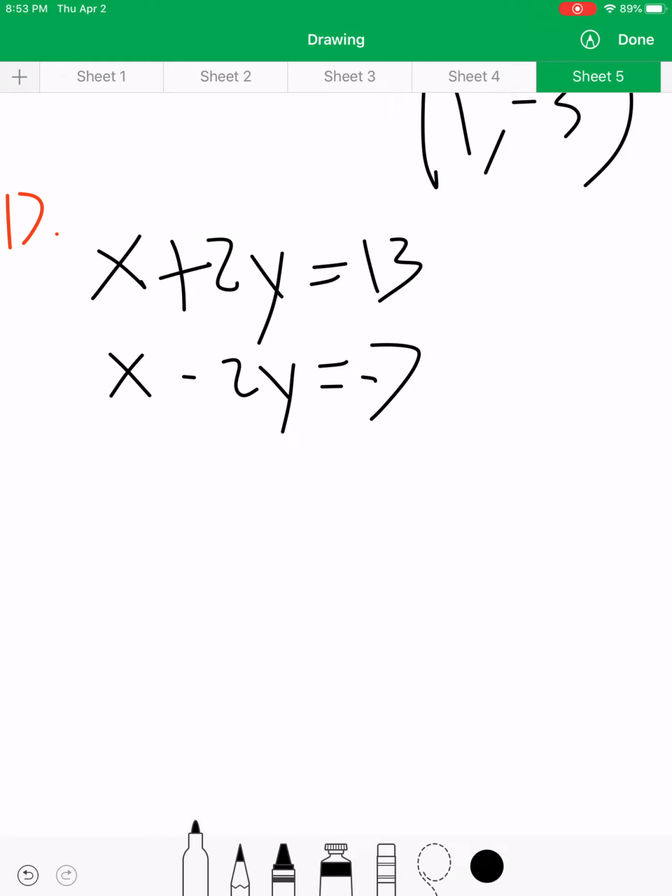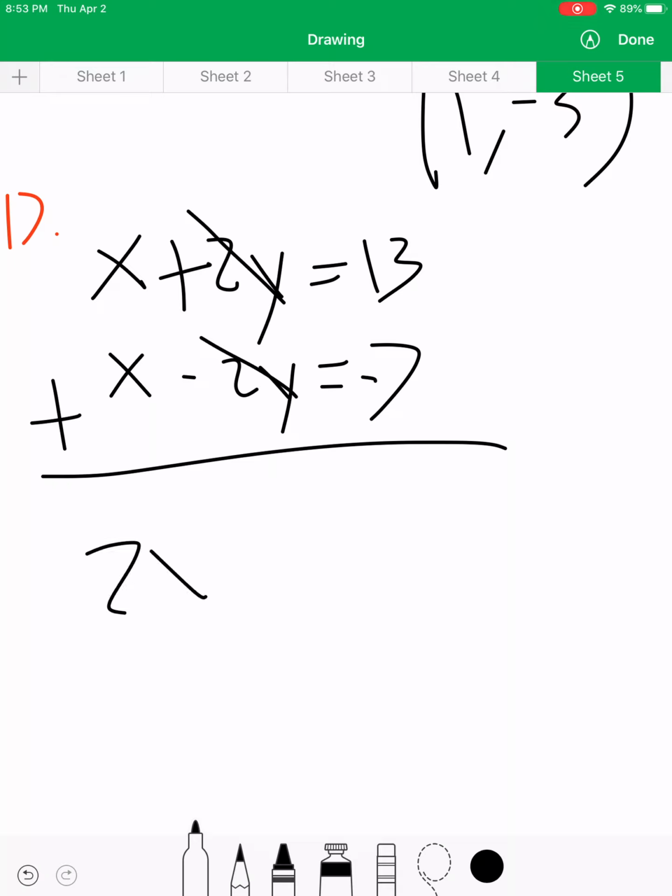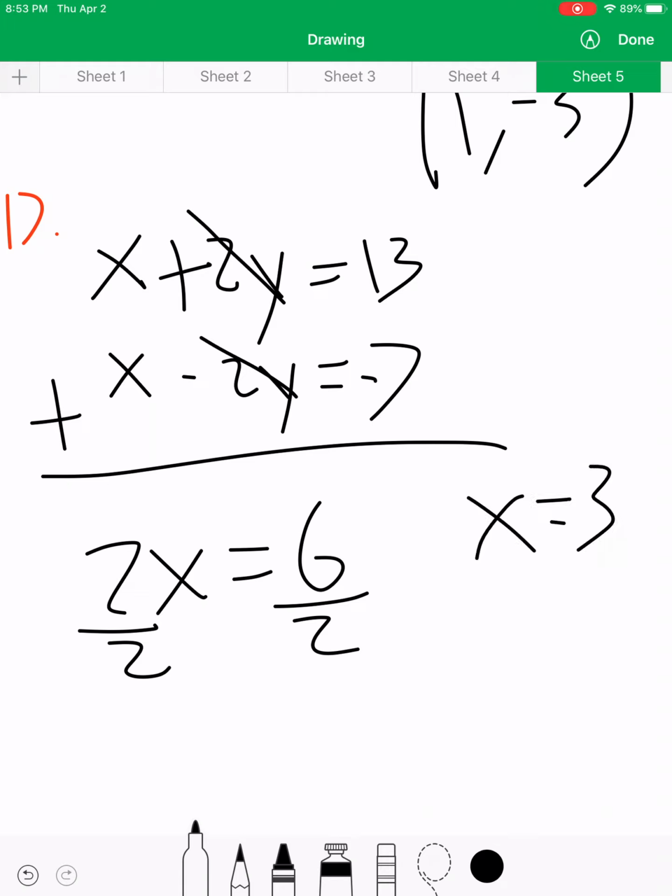So in this case, if I were adding these equations, I would get rid of positive 2y and minus 2y. So x plus x is 2x equals 13 plus negative 7. That's going to give me 6. Sorry, I was blanking. All right, divide by 2, divide by 2. Therefore, x equals 3. Good. That's the answer I had on my key, so I've done it right so far.